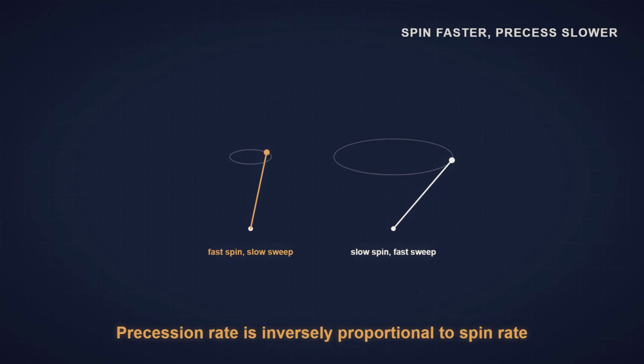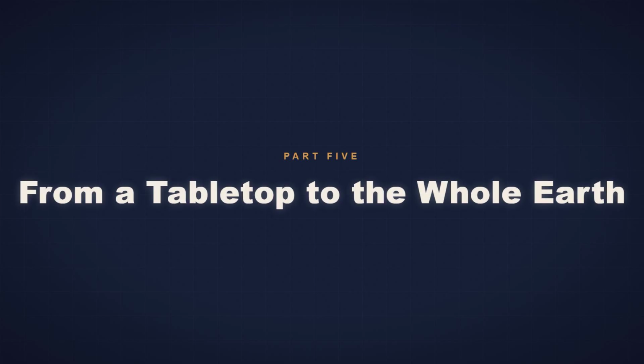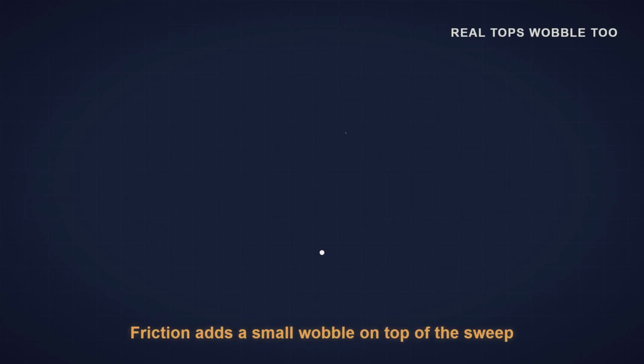Same top, same gravity, same torque. The only thing that changed is how much angular momentum there was to redirect. Friction always wins eventually, and the same equation that describes a dying top also describes something vastly larger, the planet you're standing on. Real tops rarely trace a perfectly smooth circle.